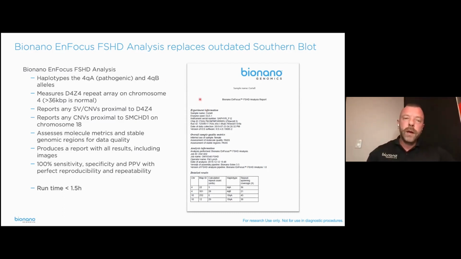It will size the repeat, it will genotype the permissive or non-permissive allele, and look for a number of other markers related to this disease, and generate a report with quality metrics and all that.